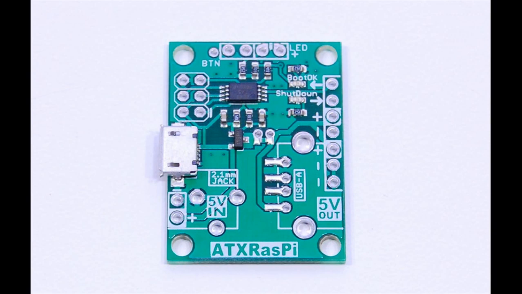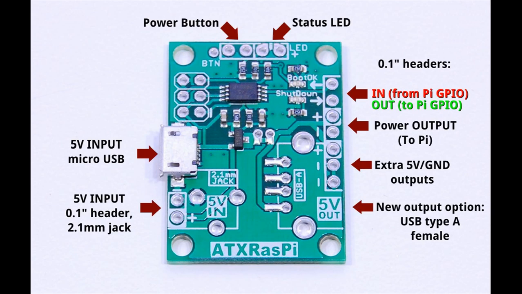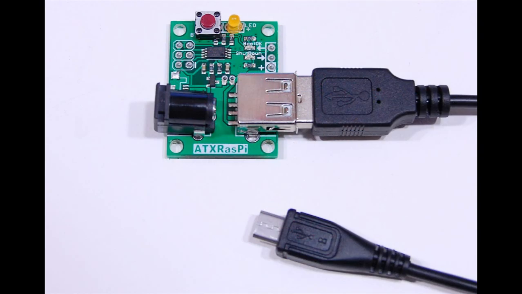In its basic form, ATX Raspi R2 comes with a micro USB connector for 5V power input and a set of straight or 90 degree headers as output. As before, there is also a power input header. However, there is now the option to have a 2.1mm barrel jack as input and a USB type A female connector as output, which could be either through hole or surface mount as well.